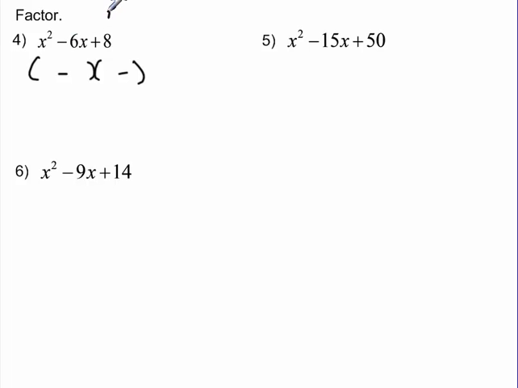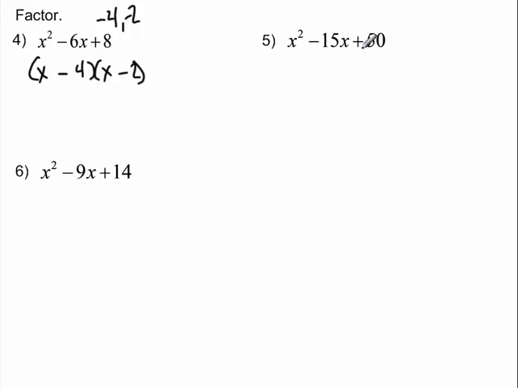Okay? So 4 and 2 come to mind, but 4 plus 2 is positive 6. So what do I need to do to 4 and 2 to make negative 6? Make them both negative. Negative 4 times negative 2 is positive 8, and it's negative 6. So there we go. And this is x and x. So a little curveball there, but no big deal. No big deal at all.